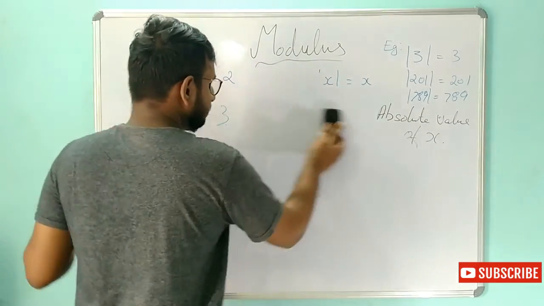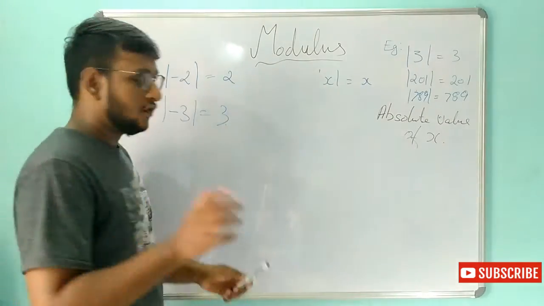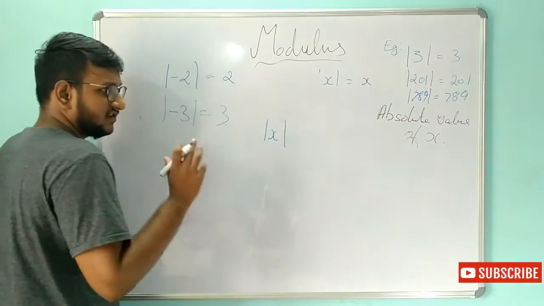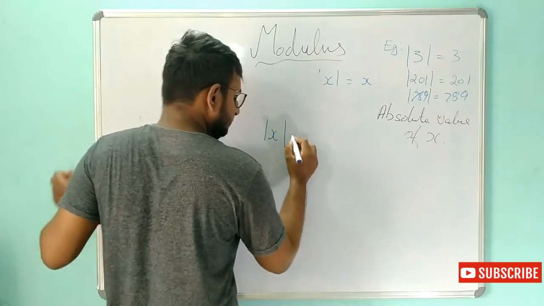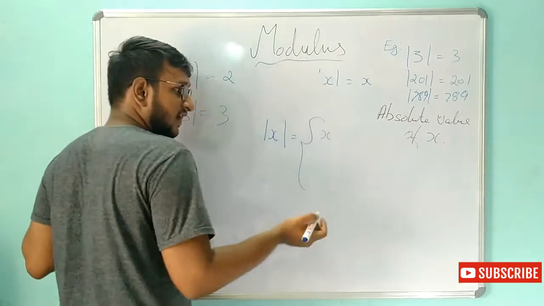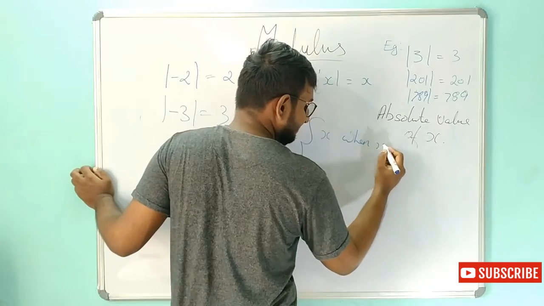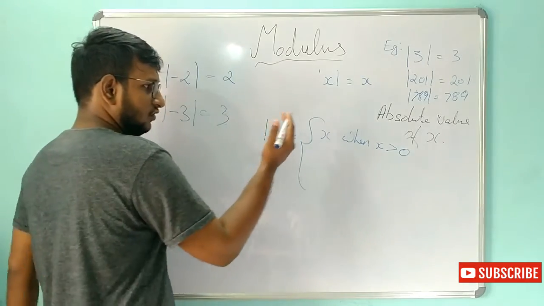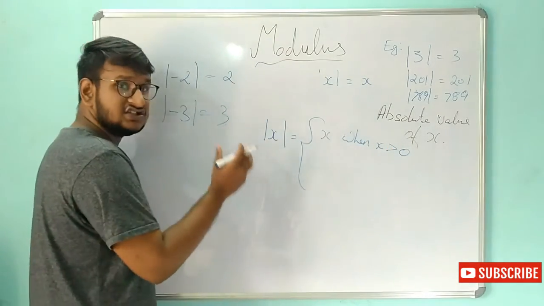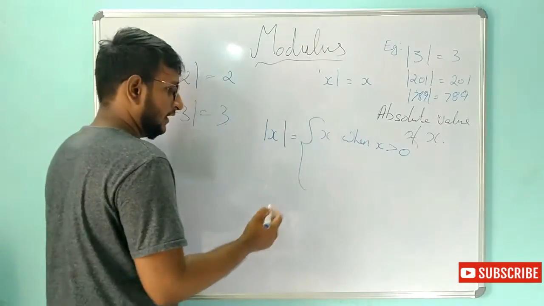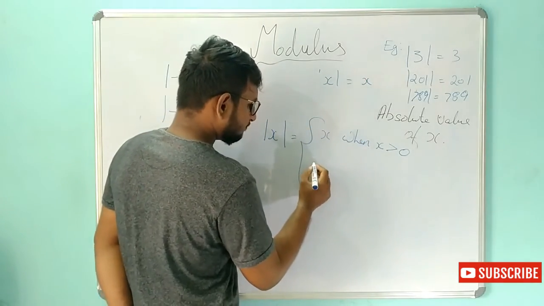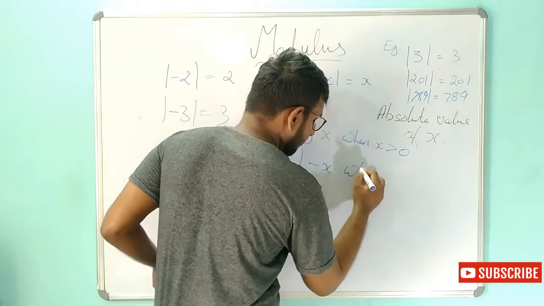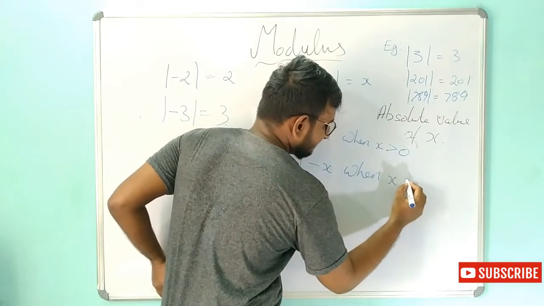So I hope you understand what absolute value is. Now I will write it in a function format. If someone asks what is the modulus of x, it is x when x is greater than 0. So modulus of x is equal to x when x is greater than 0. Modulus of x is equal to minus x when x is lesser than 0.